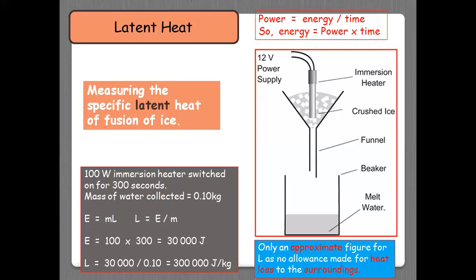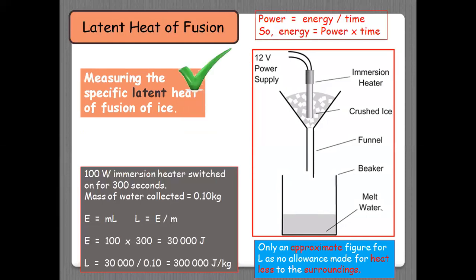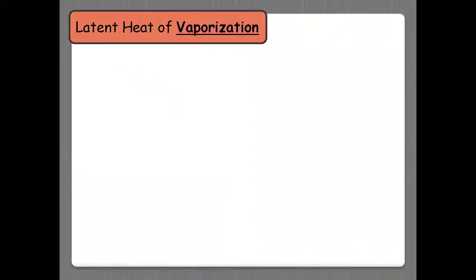Now, as you see here, this is only an approximate figure for L, as no allowance is made for heat loss to the surroundings. We have this note. So this is how to measure the specific latent heat of fusion.